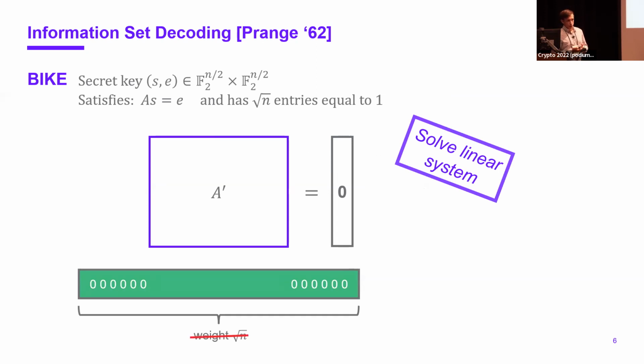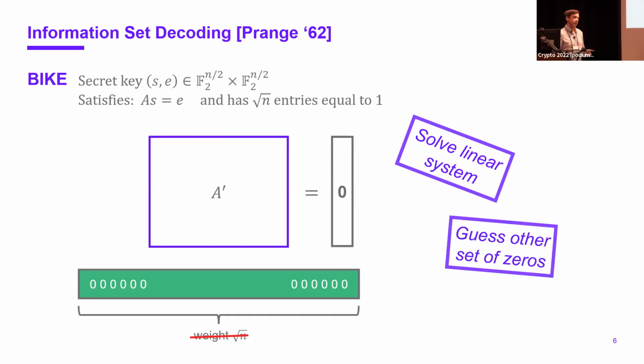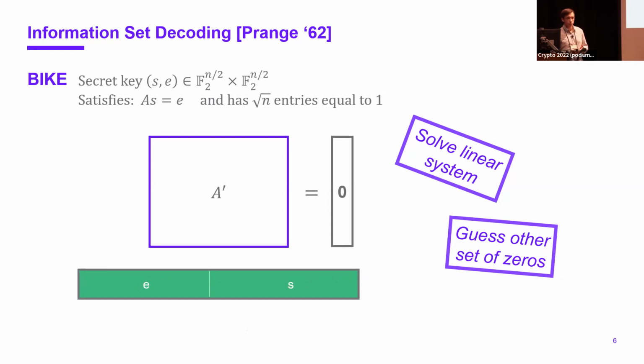But of course, this is not necessarily the case, because we don't know such a set of n/2 zeros a priori, so we have to guess one. But since it is a sparse vector, the guessing probability is quite good. And if the result is not of the desired weight, we guess a different set of zeros, until it is of weight square root of n, and then we have recovered the secret key. Okay, this is the basics.